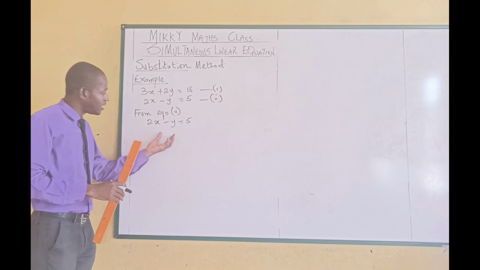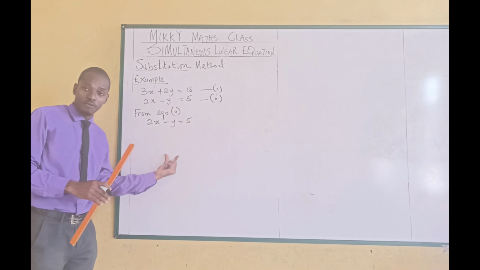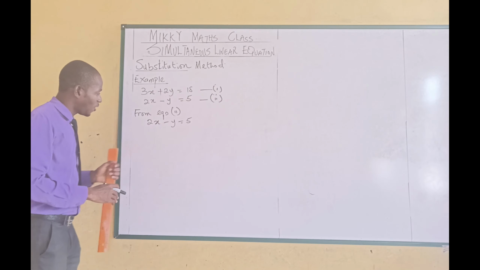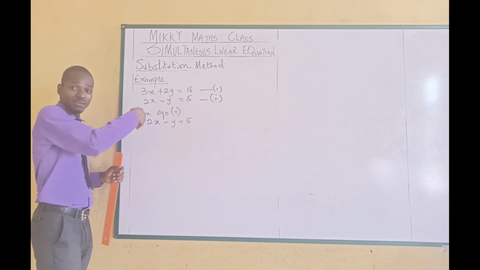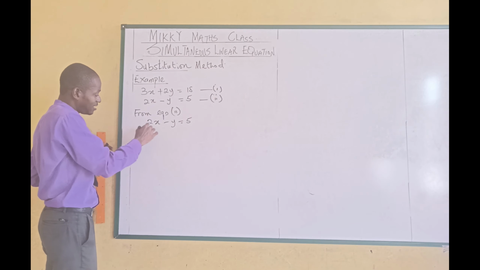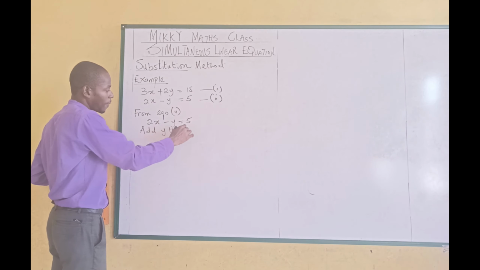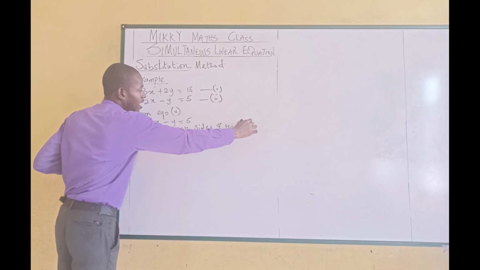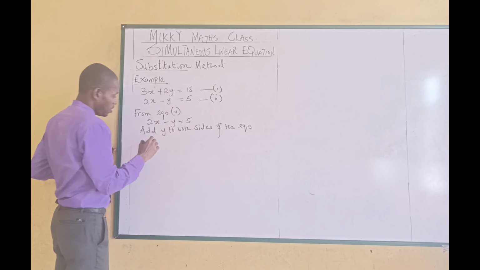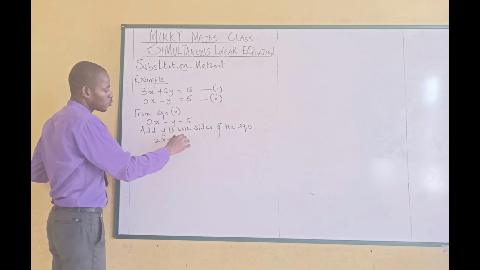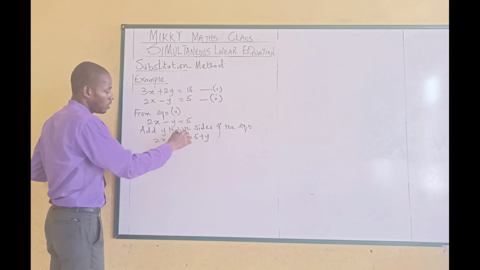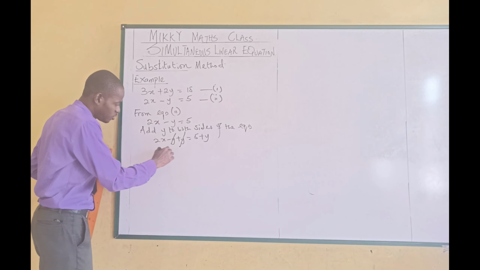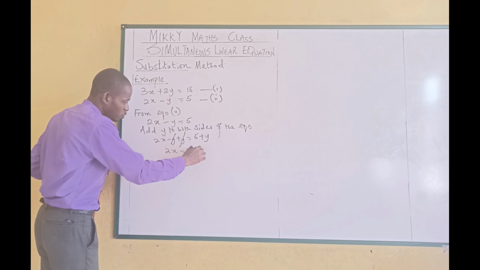Now I want to make y the subject of the formula. I bring my y here, or mathematically, there's nothing like bringing. Add y to both sides of the equation. So this becomes 2x minus y plus y is equal to 5 plus y. Minus y plus y is 0, so I'm left with 2x is equal to 5 plus y.